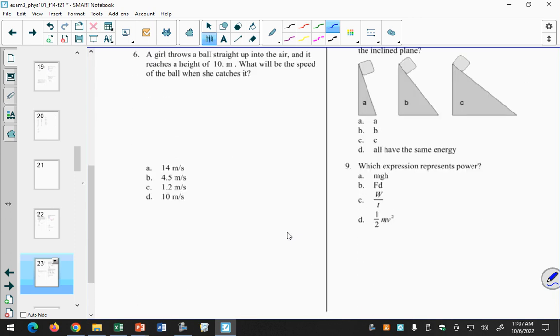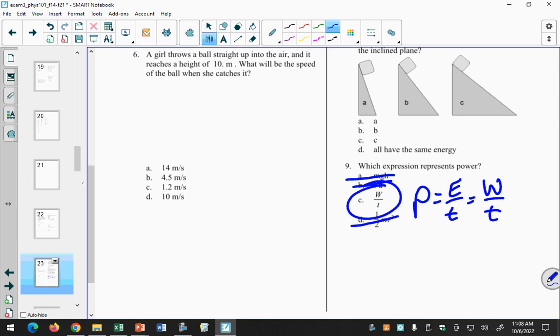Oh, the expression that represents power. Remember, power is energy over time, or maybe work over time. Either of those would be correct. Here, this is potential energy, this is work, this is kinetic energy, so C is the right answer.